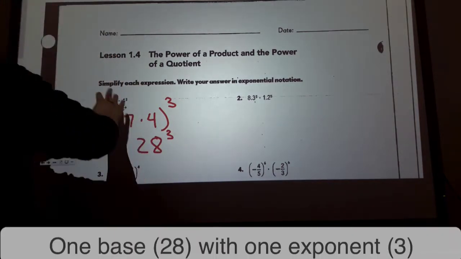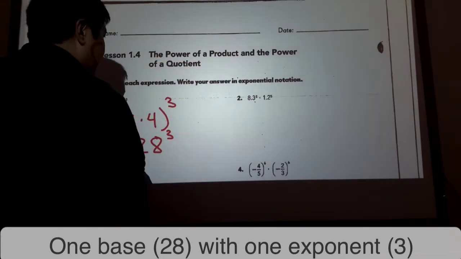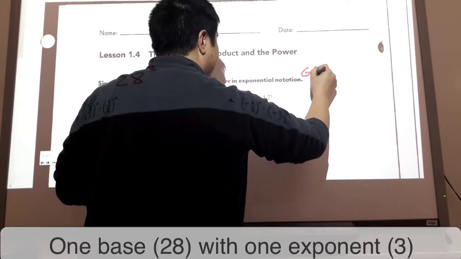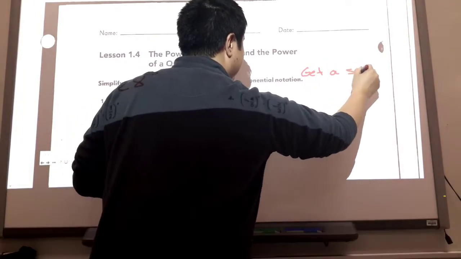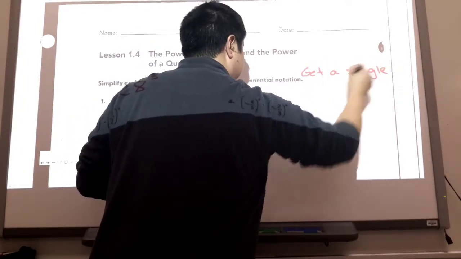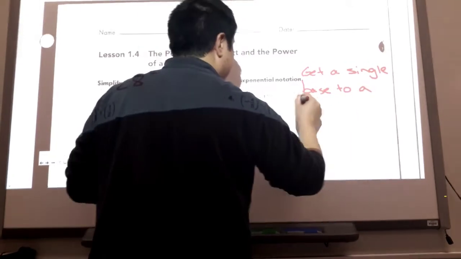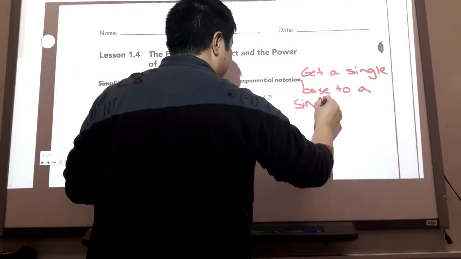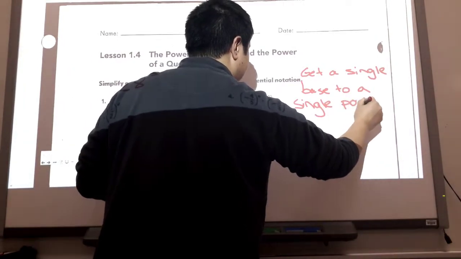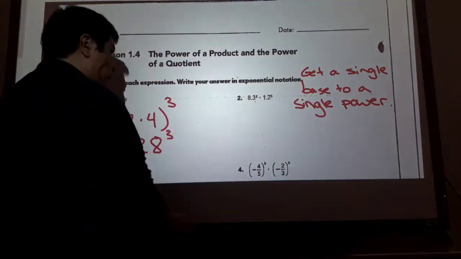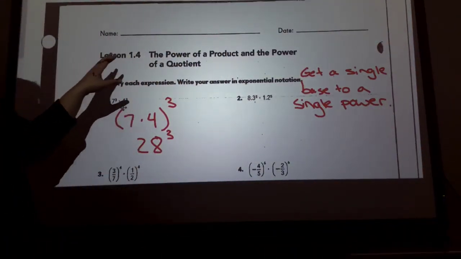Again, these directions are not quite right. I would change this to: get a single base to a single power. Those are probably better instructions than what is written right here.